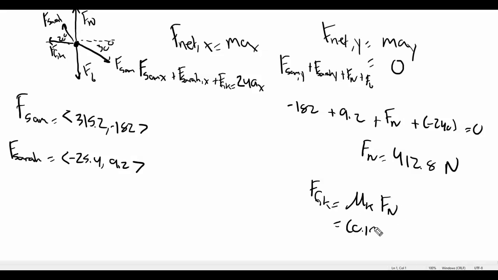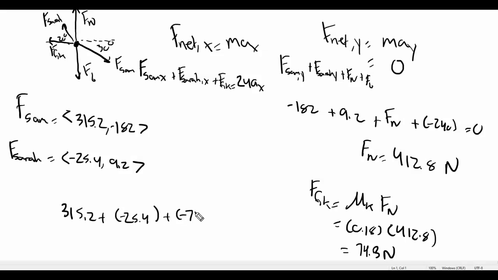By the way, as a general rule of thumb, you should always write down the equation before you start plugging numbers in, just as part of showing your work. So that gives me 74.3 newtons is FFK, and now I can plug everything in here and get acceleration. F Sam X is 315.2. F Sarah X is negative 25.4. Plus FFK is negative 74.3. And that is equal to 24AX.